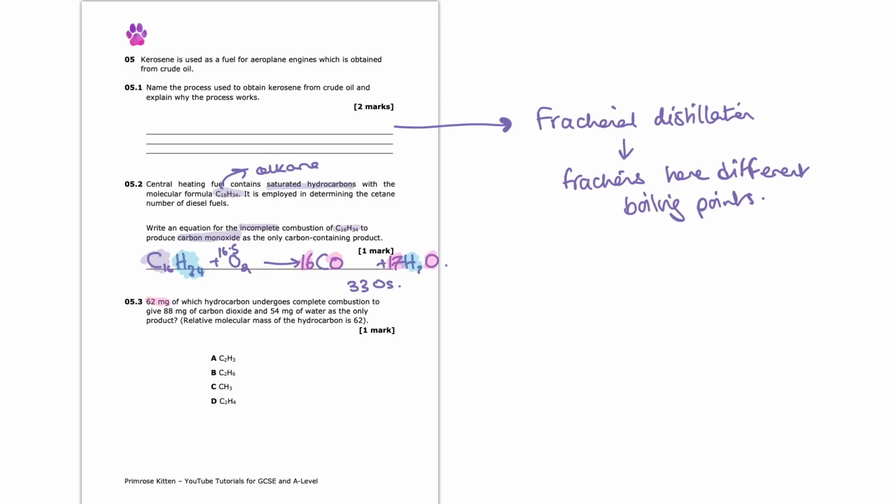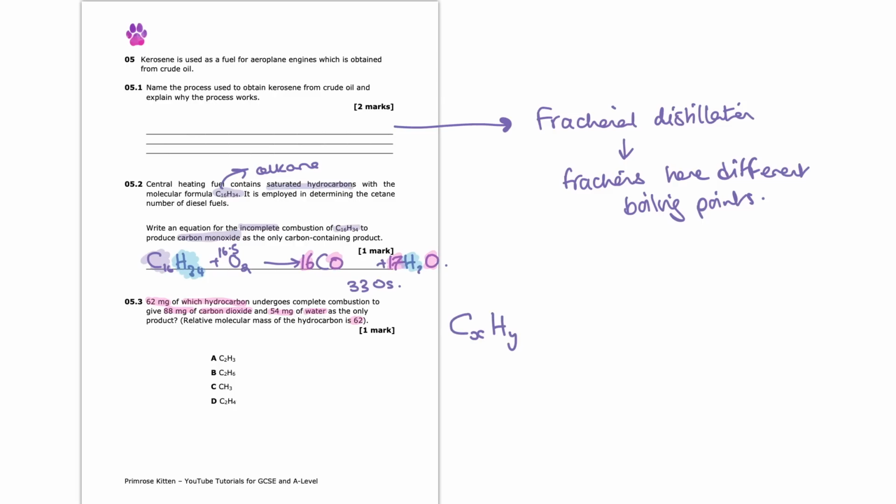We're told that 62 milligrams of a hydrocarbon undergoes complete combustion to give 88 milligrams of carbon dioxide and 54 milligrams of water as the only products. And we're told that the relative molecular mass of the hydrocarbon is 62. Now the way that I would tackle a question like this is I would start by trying to write the balanced equation, but by using algebra.